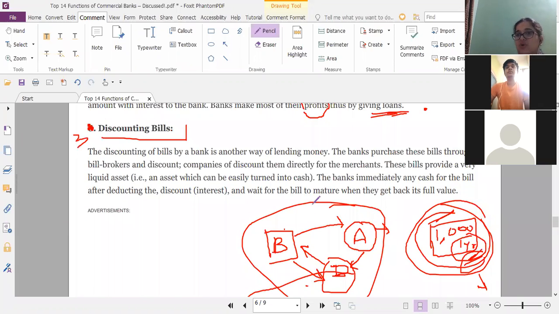So this is discounting of bills. The discounting of bills by a bank is another way of lending money. The banks purchase these bills through bill brokers and discount companies, or discount them directly for the merchants. These bills provide a very liquid asset, an asset which can be easily turned into cash. You must remember what a liquid asset is: an asset which can be turned into cash easily. The banks immediately pay cash for the bill after deducting the discount and wait for the bill to mature when they get back its full money.